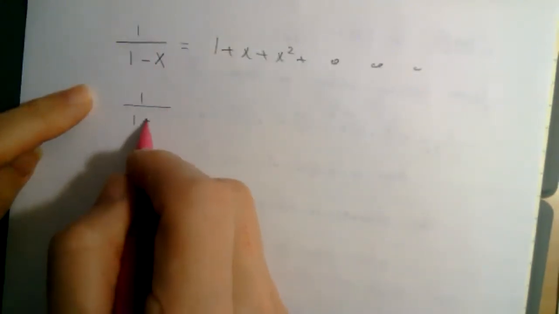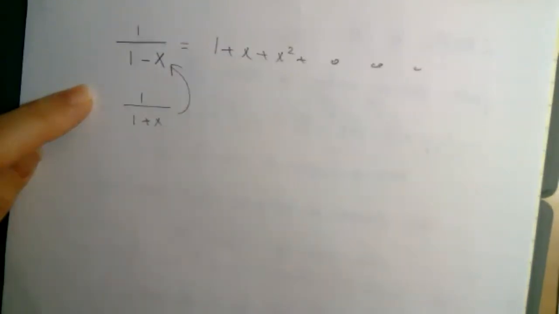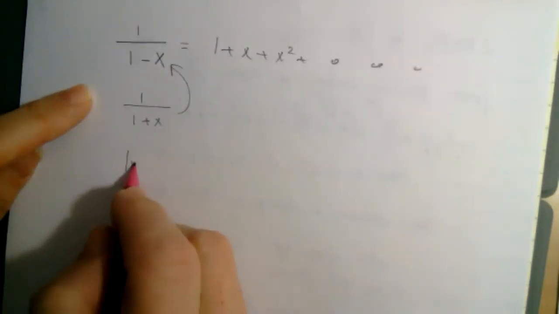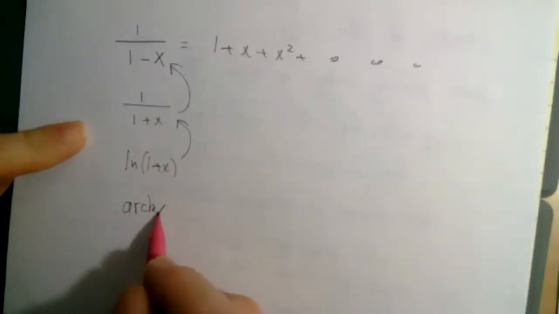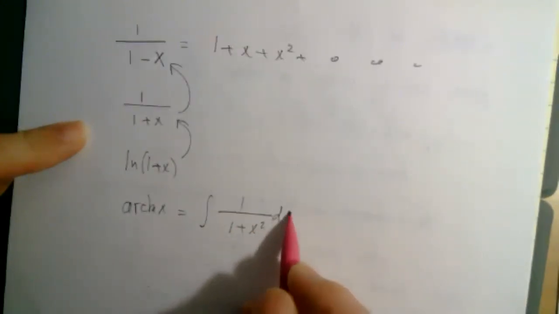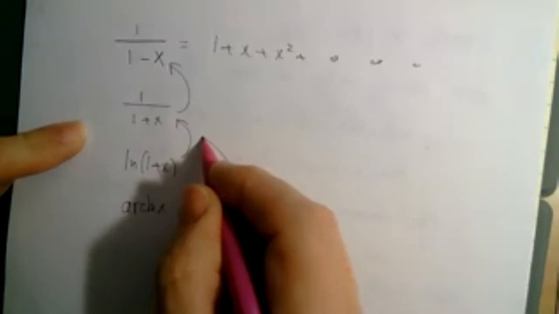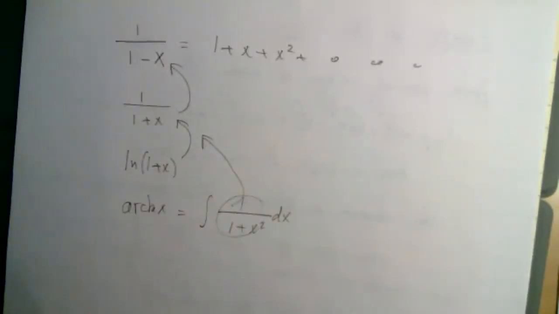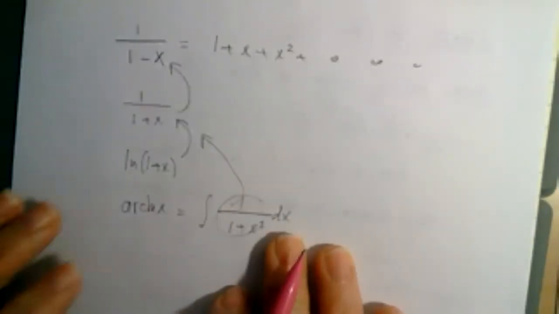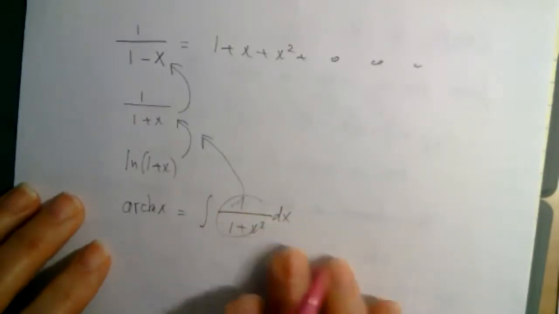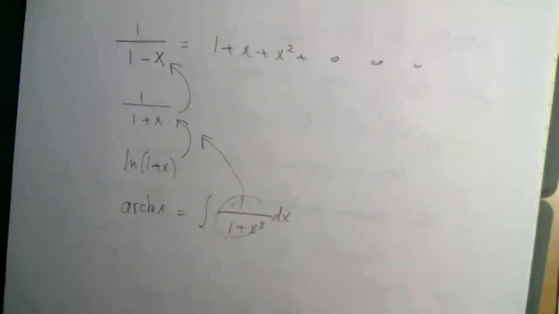So when we found 1 over 1 plus x, it was based on 1 over 1 minus x. When we found ln of 1 plus x, we just integrated this one, so it was based on the geometric series. When we found arctangent of x, again, we integrated 1 over 1 plus x squared, and this again was based on the geometric series. So far, every power series of a function, we did based on the geometric series. So the question now is, what about other functions?